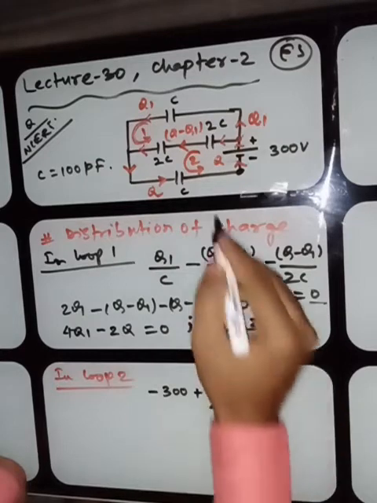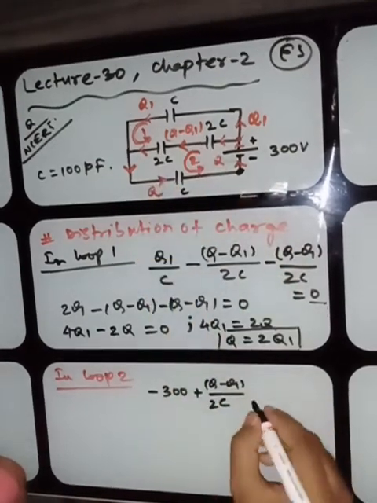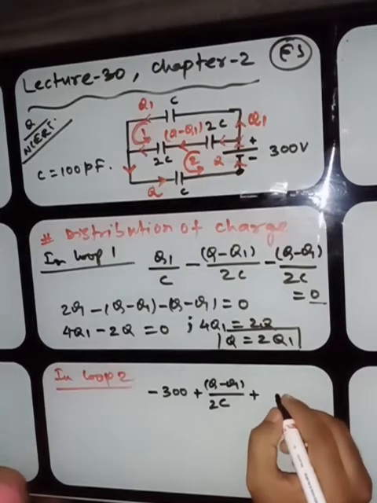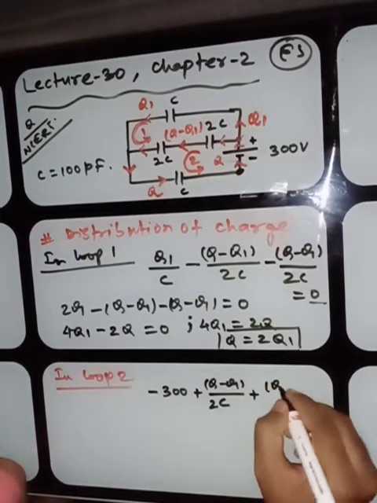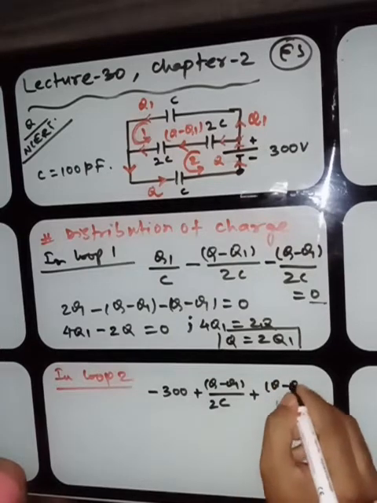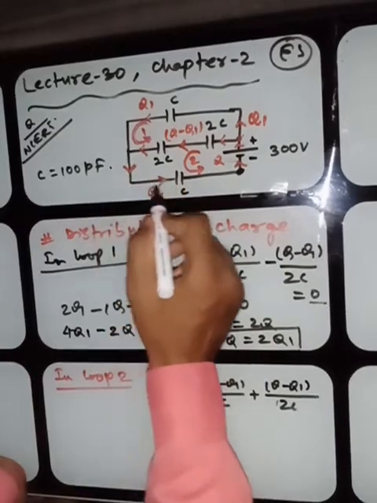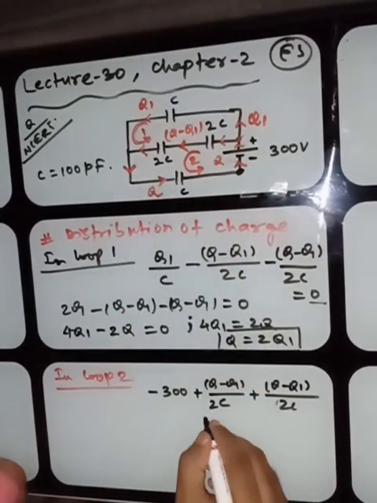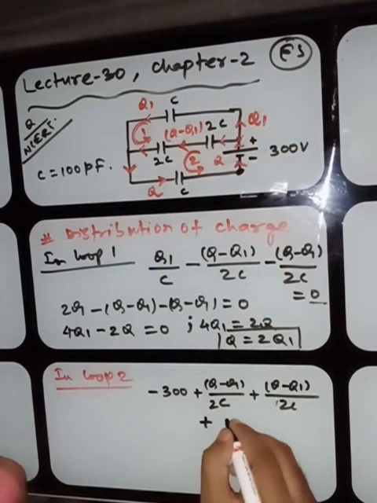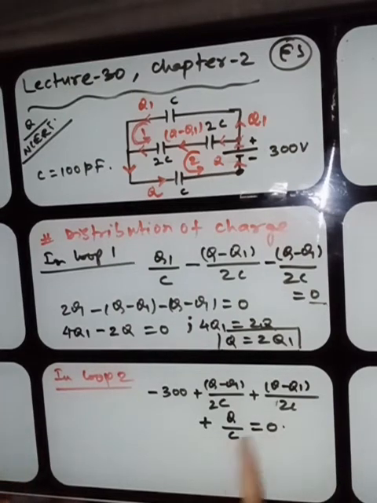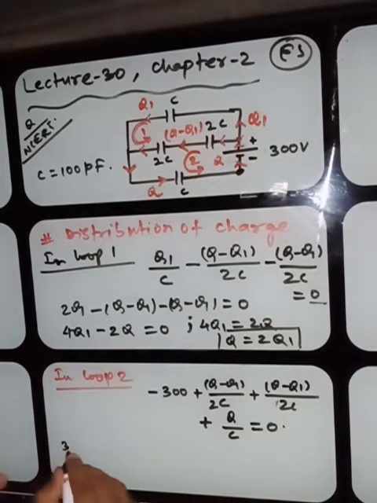And again we meet a capacitor, again plus, as we are moving along with the charge, (Q minus Q1) divided by 2C. Then we have another capacitor, plus Q by C, equals 0. Now simplify this equation, and this will be the other equation. How much is it? 300.